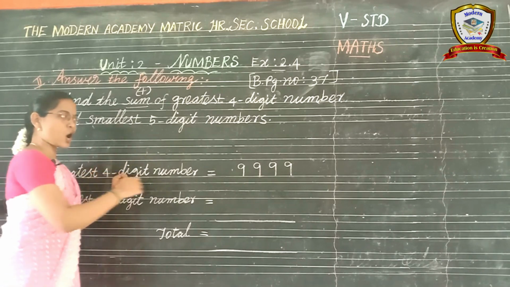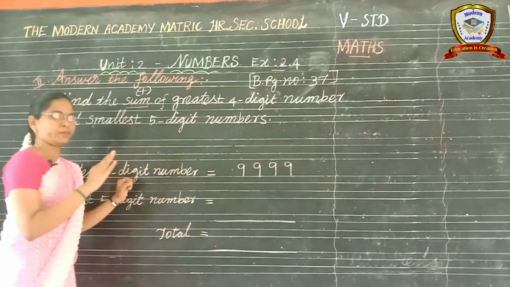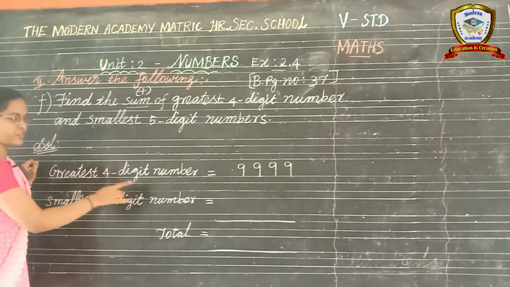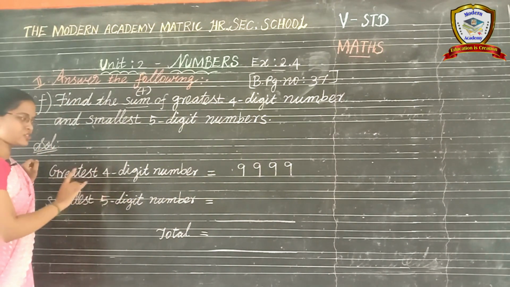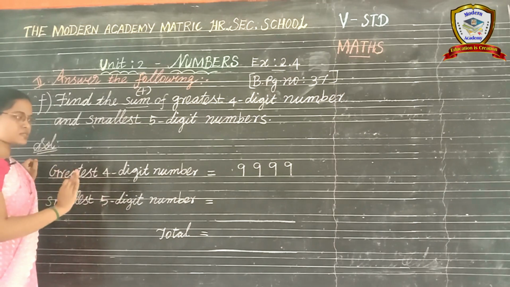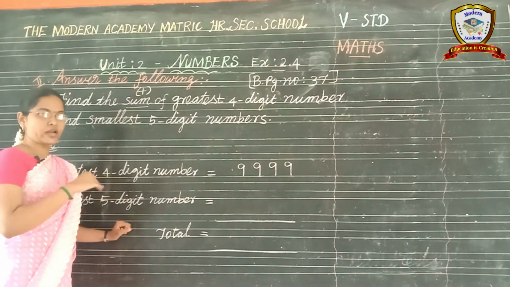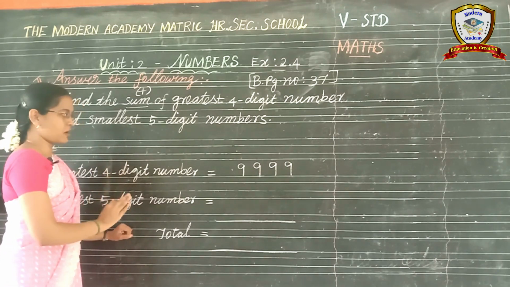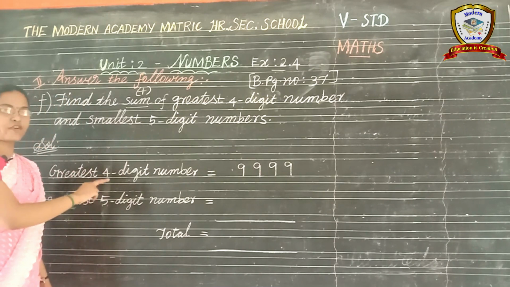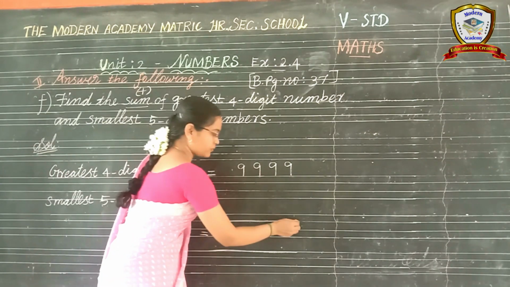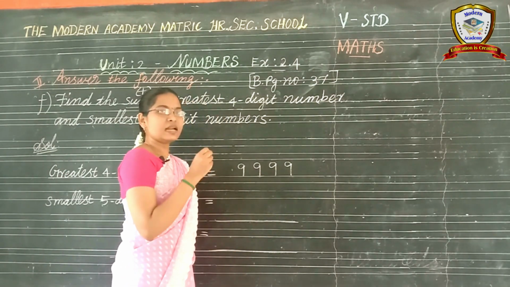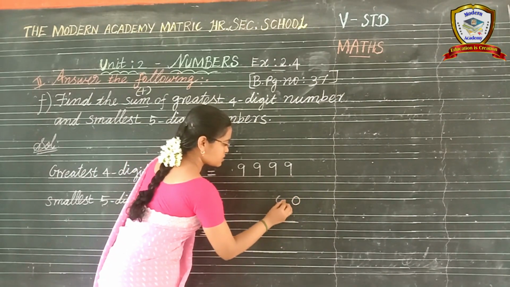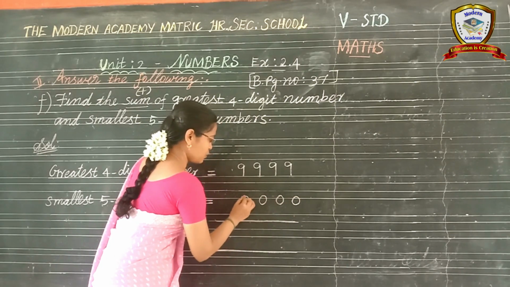Greatest number means all digits are 9 only. Next, smallest 5-digit number. What is the smallest 5-digit number? Smallest numbers always start from 1 and end with 0. So this is a 5-digit number. The smallest 5-digit number is 10,000. Start from ones, 0, 0, 0, 0, here 1.